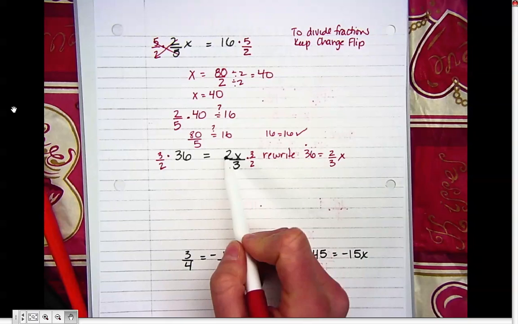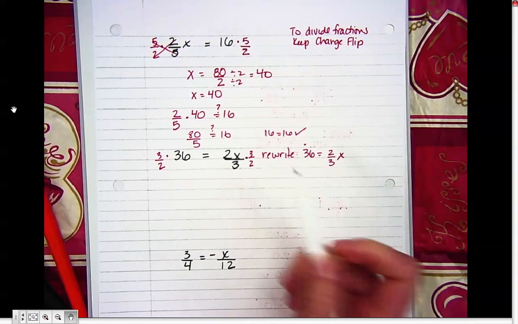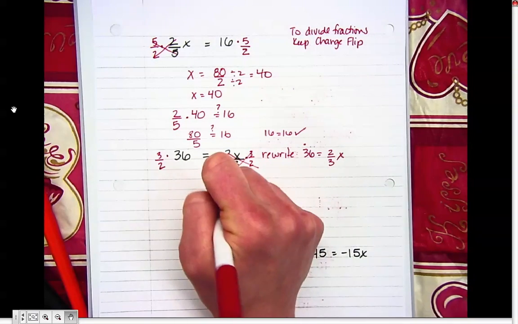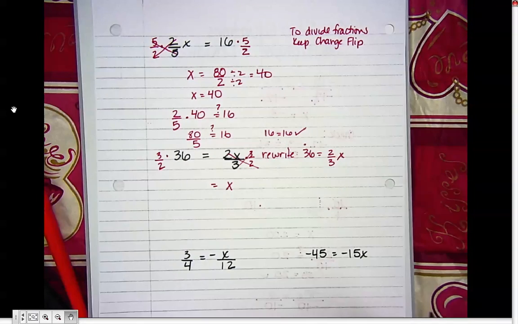And those are going to cancel out. 2 times 3 is 6. 3 times 2 is 6. I have 6 over 6. So those cancel out. Notice that in this problem, the variable's on the other side. That's okay. That's not a problem at all. To have the variable on the other side, it's not going to change. It doesn't change how I solve the problem.